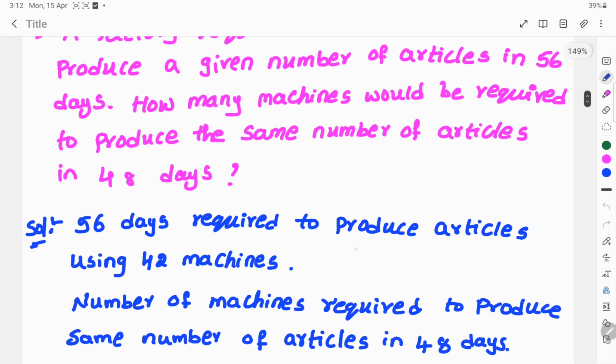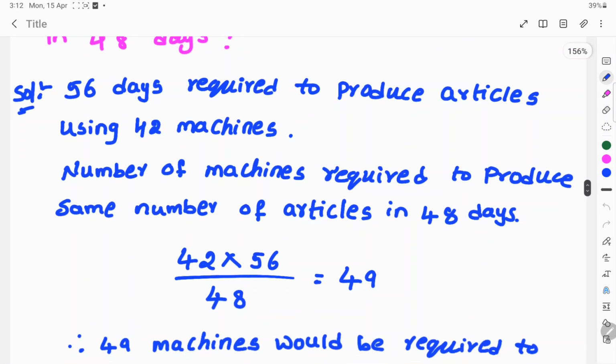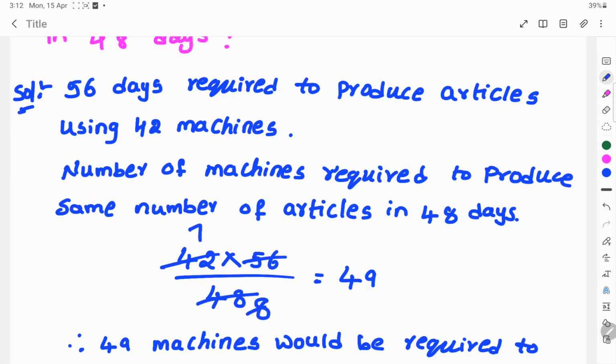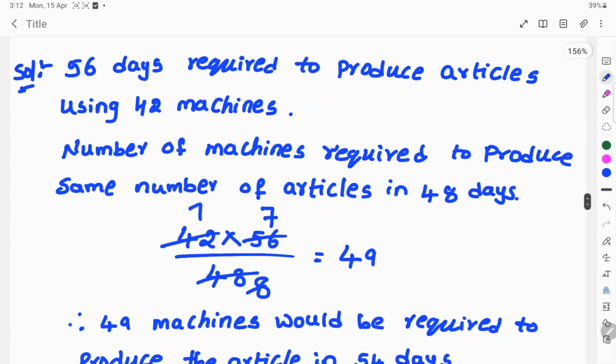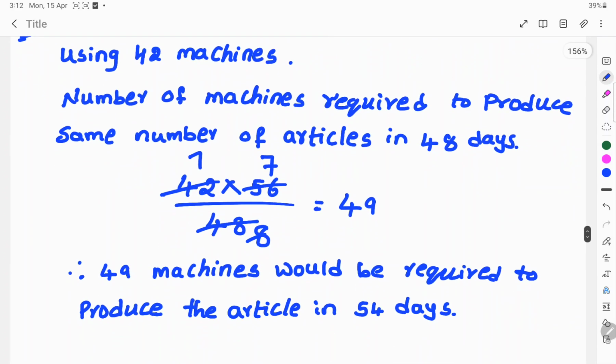56 days are required to produce the articles using 42 machines. So the number of machines required to produce the same number of articles in 48 days is 42 into 56 by 48. So here, 6 sevens are 42 and 6 eights are 48. 8 cancels in 56, 7 times. So 7 sevens are 49. Therefore, 49 machines would be required to produce the articles in 48 days.